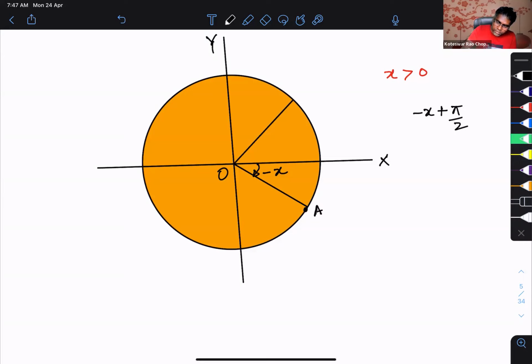So let me call that B. Now this is 90 degrees. So if this is 90 degrees, what will happen? This angle is going to be pi by 2 minus x. Okay, so this is going to be pi by 2 minus x.